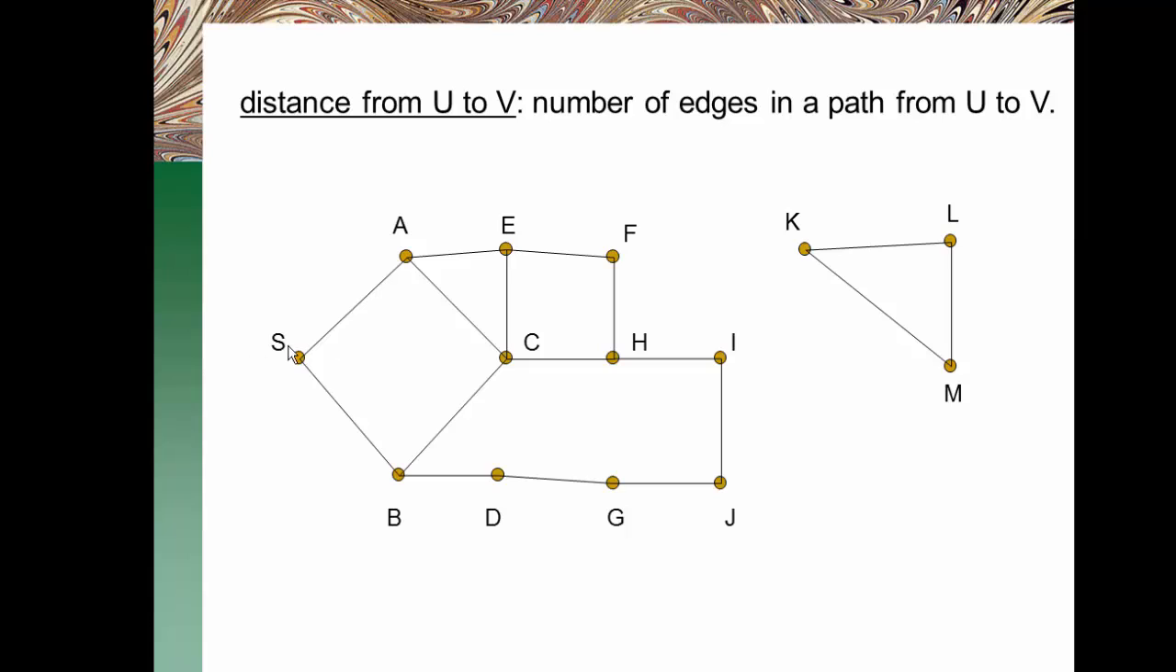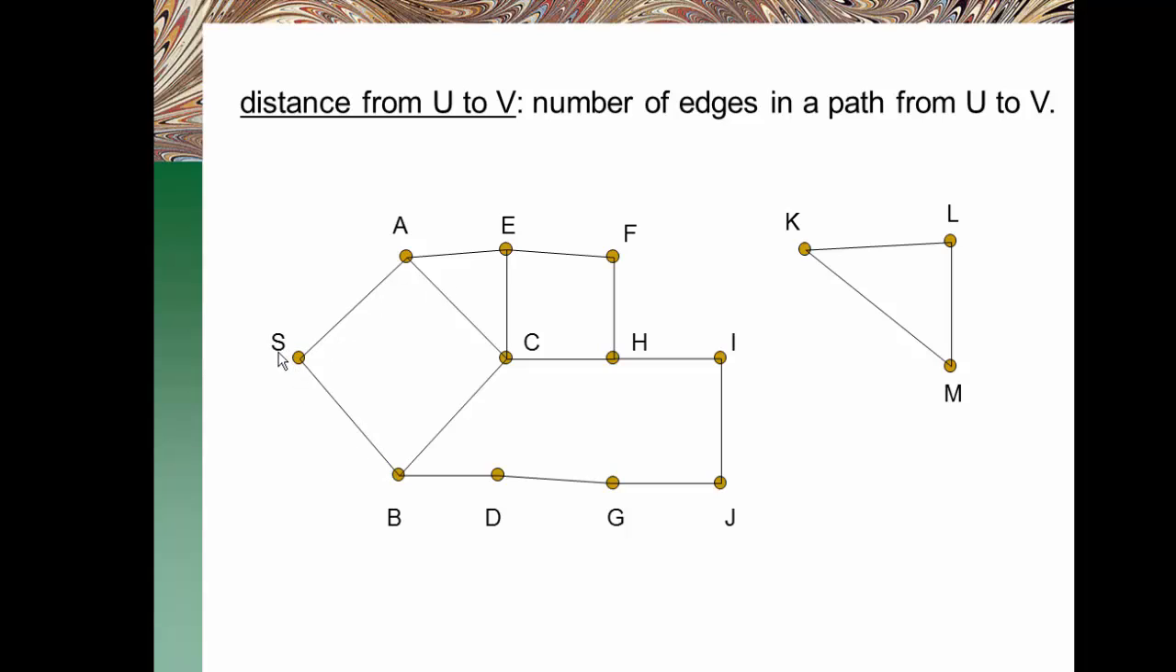For example, if we consider the path S, A, E, then the distance from S to E is simply 2 edges between S and E. But if we choose a different path, S, B, C, and E, then the distance is 3. Now we would like to find the shortest distance between two vertices in a graph.